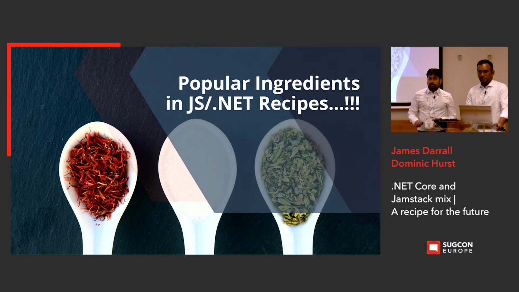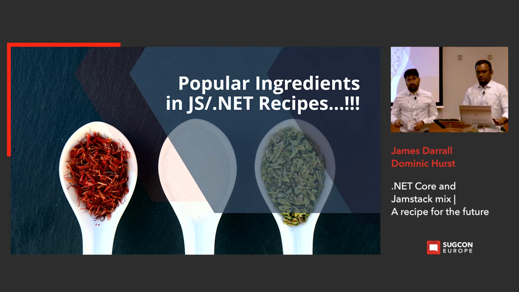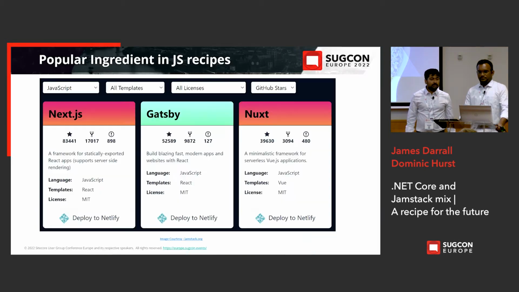Before diving deep into what we have done, I would like to highlight a few popular ingredients when it comes to the key frameworks used in the JS and .NET recipes. So let's quickly look at the JS part. All of you here know Next.js is the popular one, and the next ones are Gatsby and Nuxt. The reason these are famous is the contributor numbers. It's immense, right? It's open source and has so many contributors. All these frameworks are really popular because they have a lot of features in them.